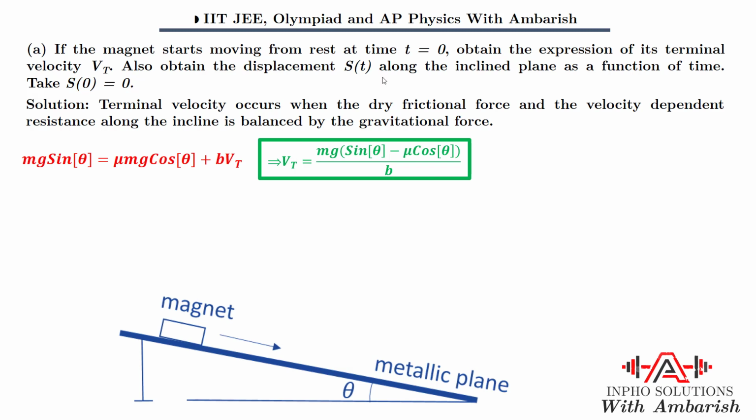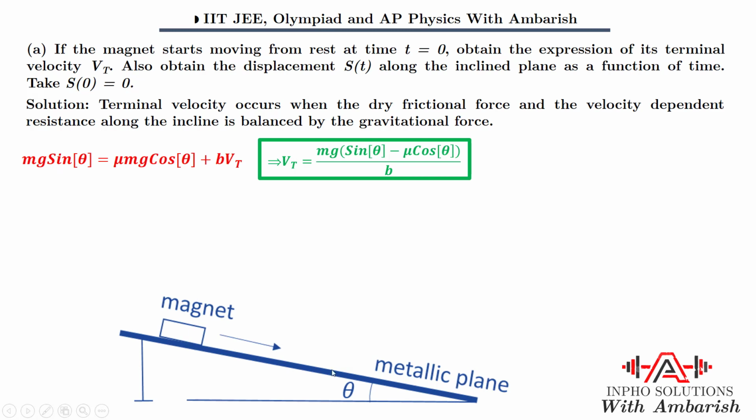Terminal velocity occurs when the dry frictional force and the velocity-dependent resistance along the incline are balanced by the gravitational force. So what do we mean by that? There's an mg sin theta acting down the incline, a force bv acting opposite, proportional to the velocity, and a mu mg cos theta acting opposite as well. So the sum of all three forces is going to be 0 at the time of terminal velocity. All the forces are in balance. That's what I've written.